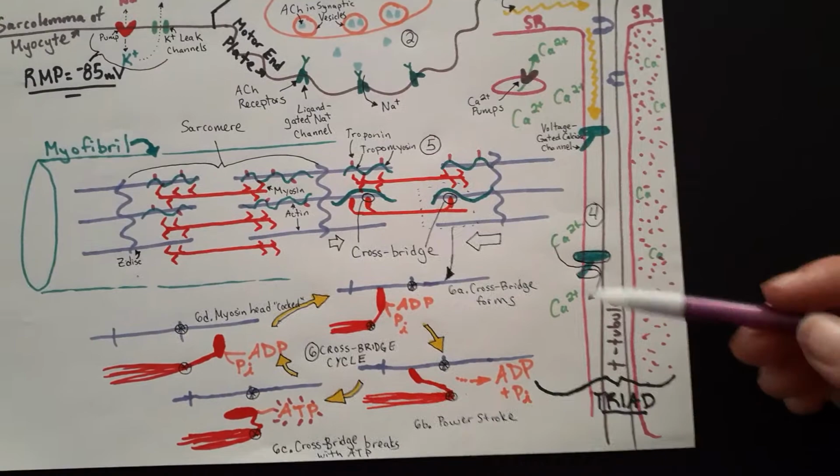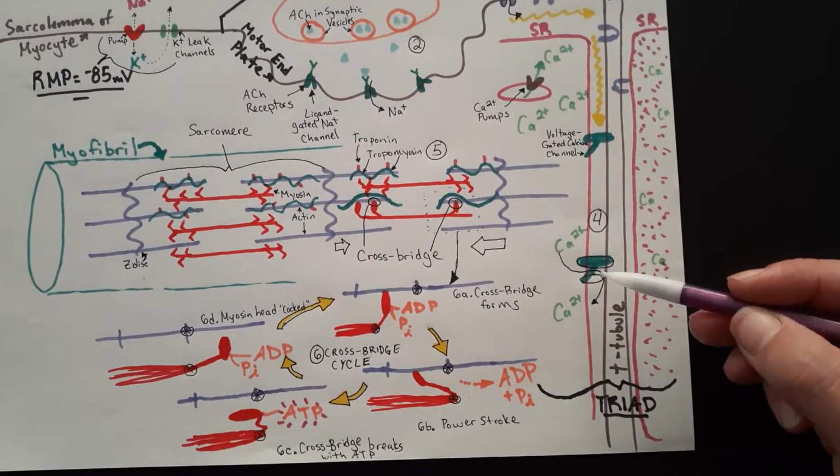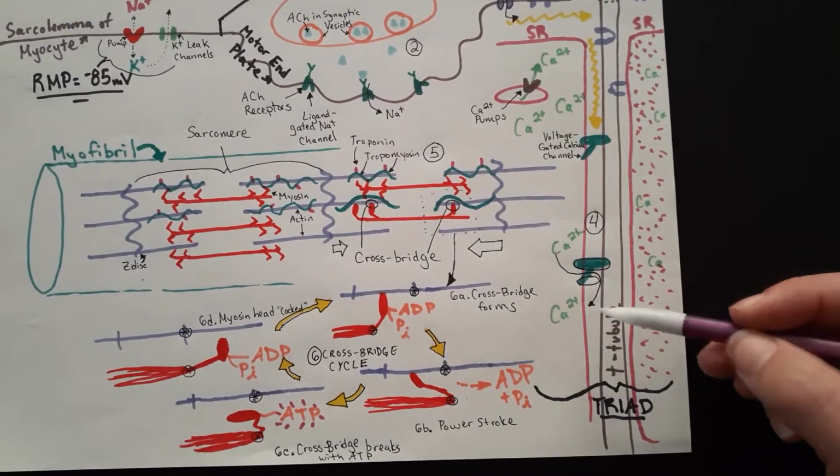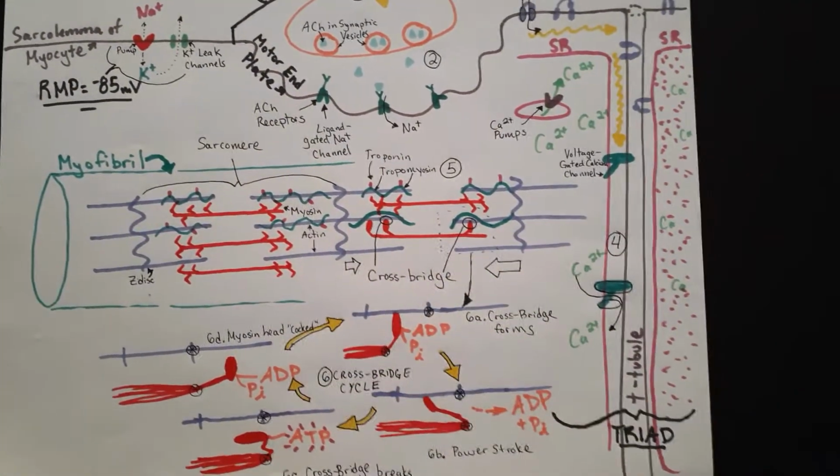Keep in mind that the SR is actually covering over all of this stuff over here. I haven't drawn it just because it would be very confusing if I did, but as calcium exits out the SR here, it's actually bathing over the myofibrils and the myofilaments within.